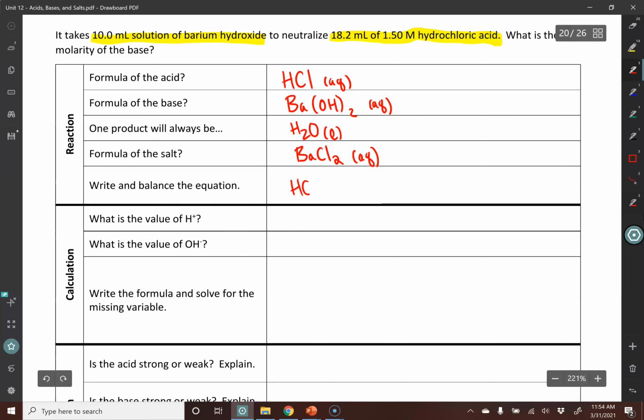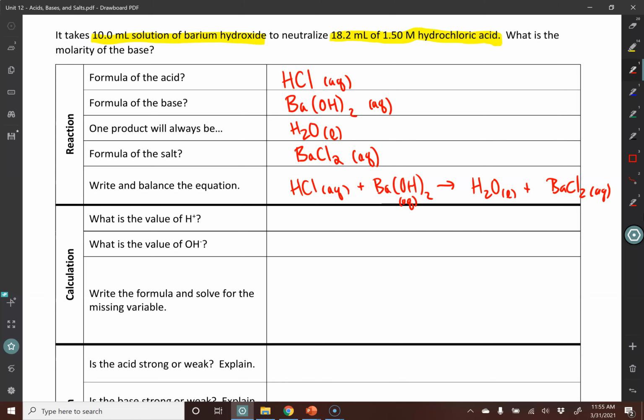I've got hydrochloric acid plus barium hydroxide yields water plus barium chloride. Forgot my phase of barium hydroxide. Sorry about that. So there's my equation. If I want to get this balanced, I'm going to need a 2 in front of the hydrochloric acid and a 2 in front of water. Right. So again, hopefully that is a review.